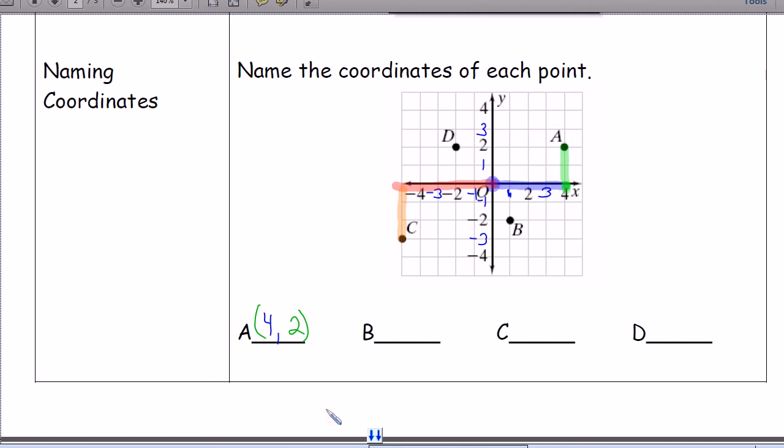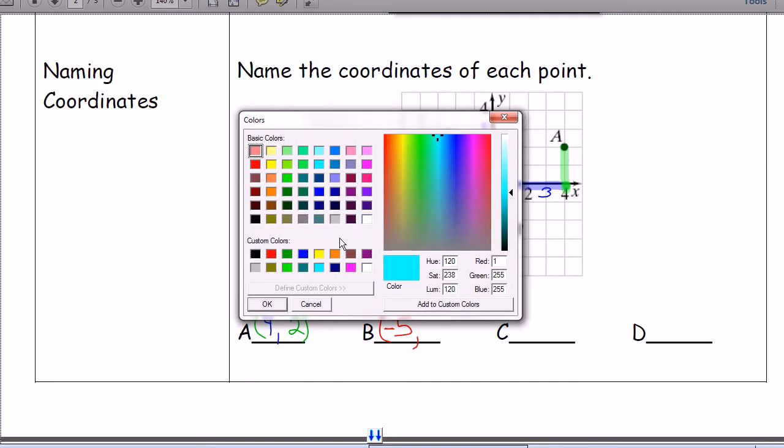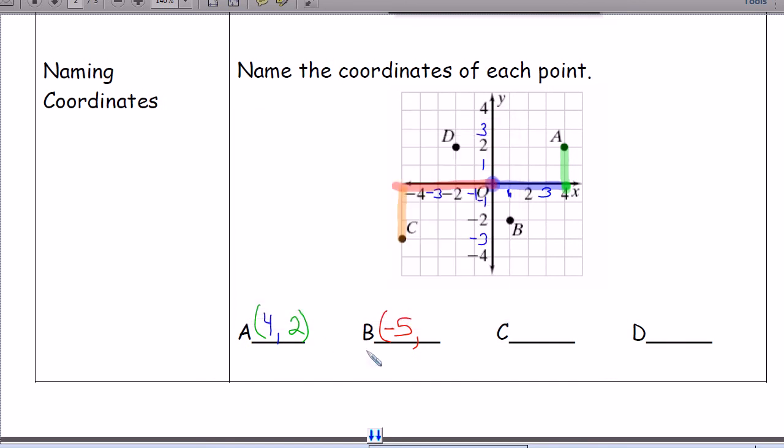So the first number that I did was the x-axis. That's the x-coordinate. 5 units to the left, so that's going to be a negative 5 because I went to the left. And then the second number was 3, and it was 3 down, so that's a negative 3. So that's where the numbers come from.